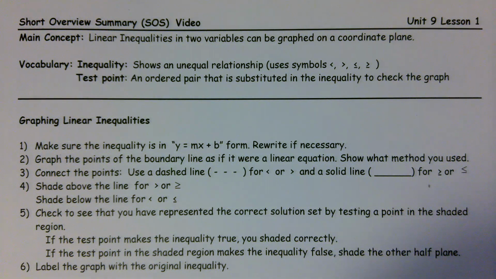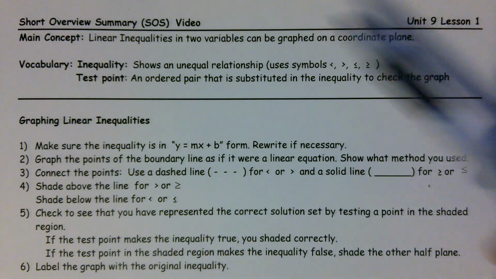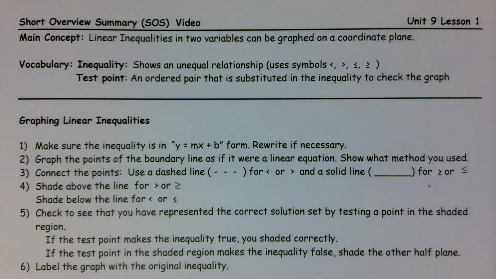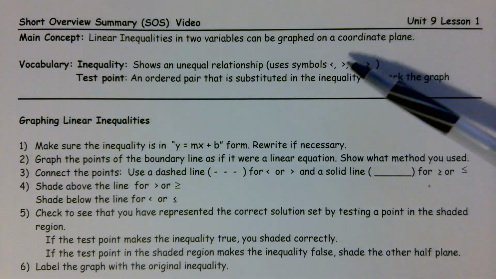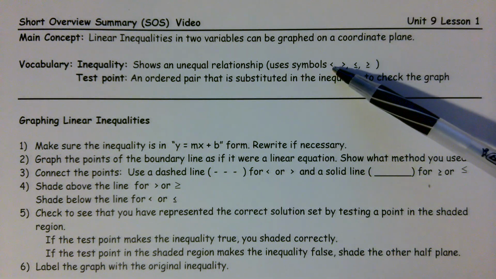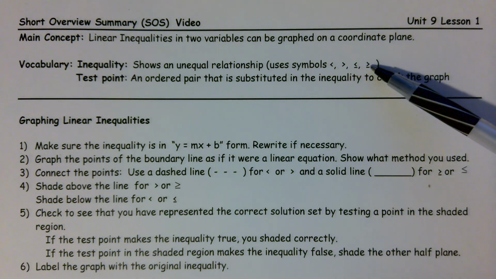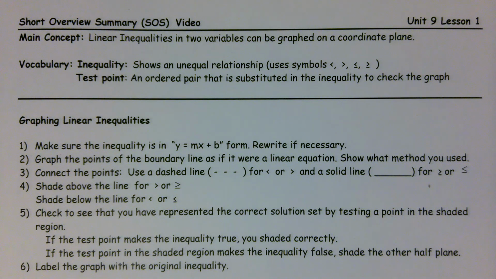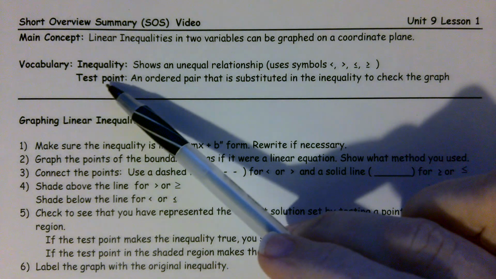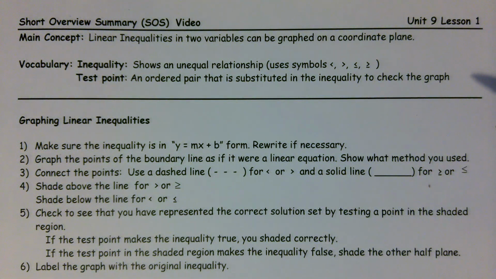Our main concept is that linear inequalities in two variables can be graphed on a coordinate plane. Remember that an inequality shows an unequal relationship, and we are going to be using either the less than symbol, greater than symbol, less than or equal to, or greater than or equal to. After we graph the inequality, we're going to use a test point, which is an ordered pair that when I substitute it in the inequality, it will tell me if I graphed that correctly.